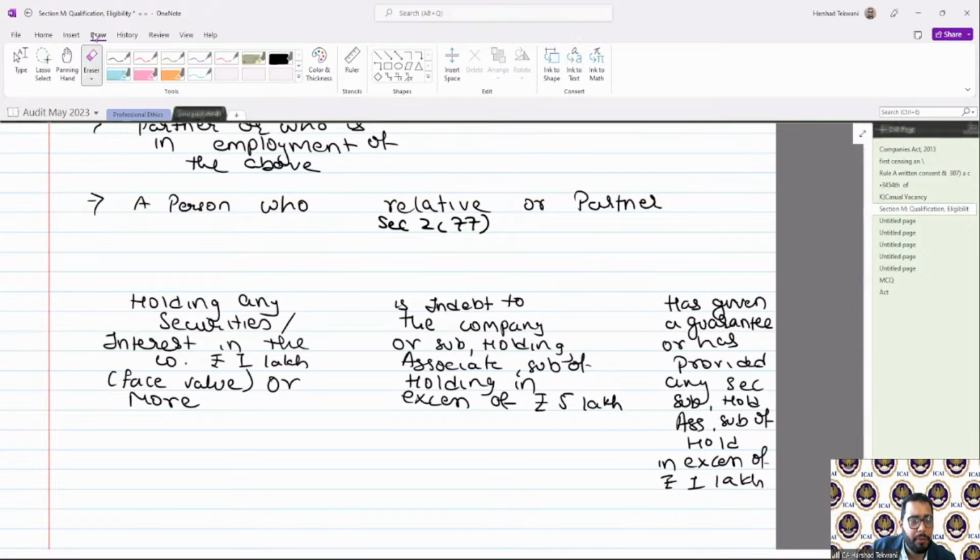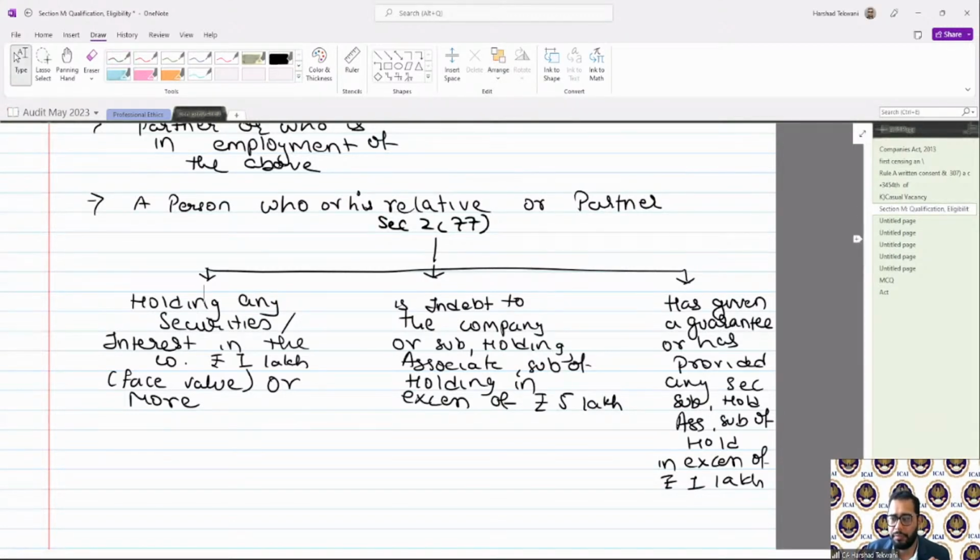So I'll write it here. A person who, or his relative or partner. So the person himself, his relative or his partner, if they have given any such thing, security, guarantee, indebtedness, then they will not be eligible for being appointed as an auditor. Clear?